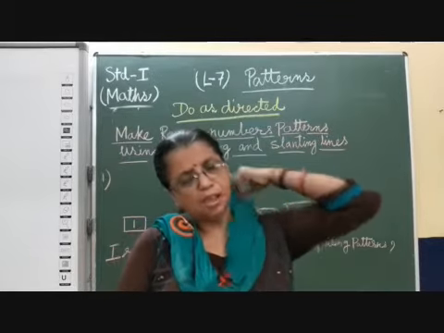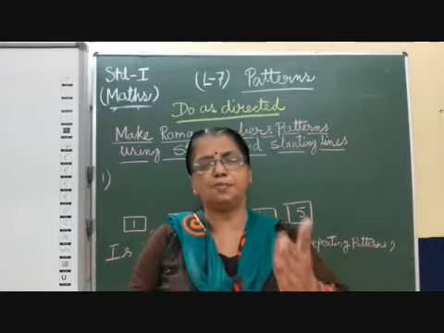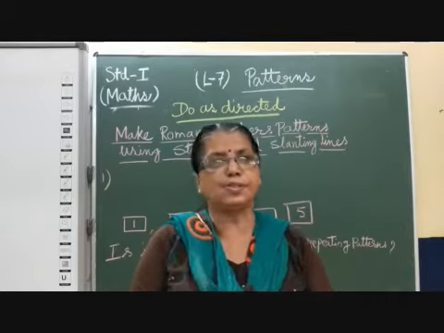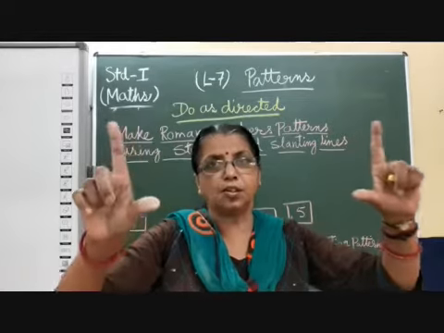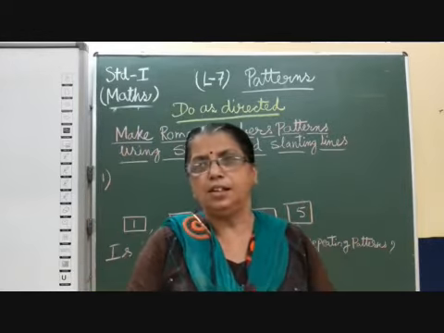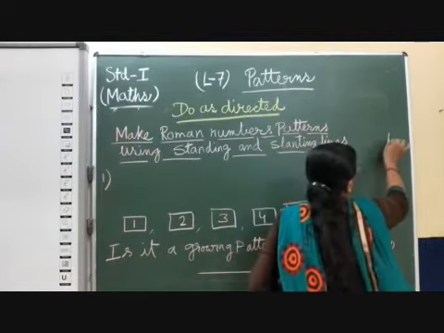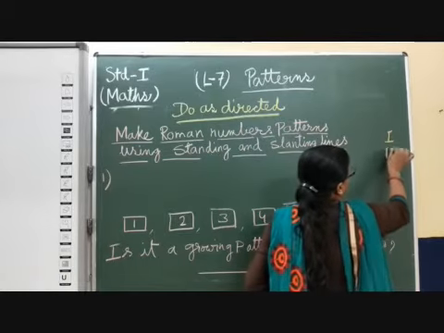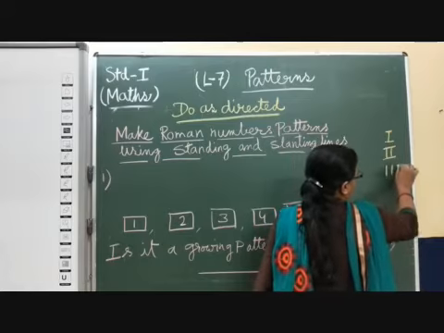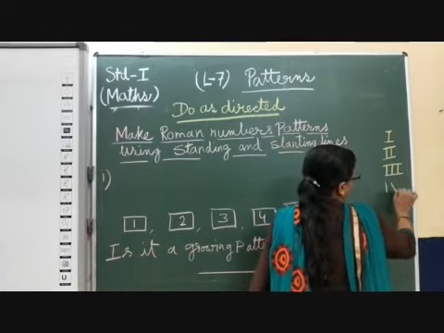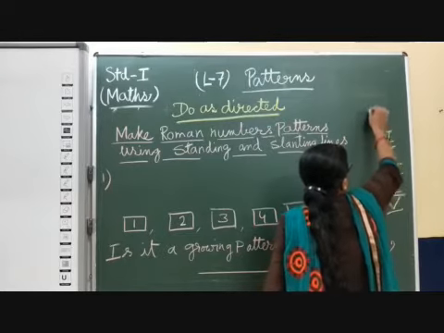Children, you have seen the Roman numerals. Whenever you come to school, when you enter the school and the classroom, on your classroom board it is written like first standard, with the Roman numeral written there this way. Second standard is written this way. This is called a Roman numeral. Third like this way, fourth like this way, fifth like this way.